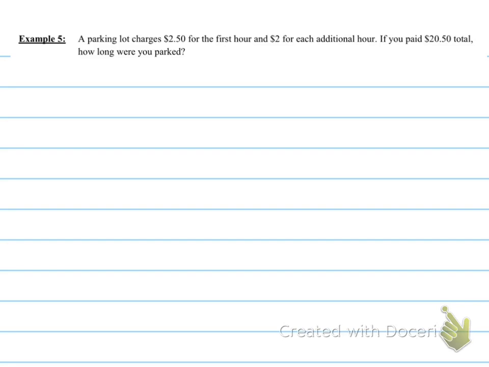Okay, so a parking lot charges $2.50 for the first hour and $2 for each additional hour, and I paid $20.50 total. I want to know how long I was parked. What are my unknowns? Hours. Yeah, the number of hours I was parked, right? And in this problem, there's just one unknown. So x equals total number of hours parked.